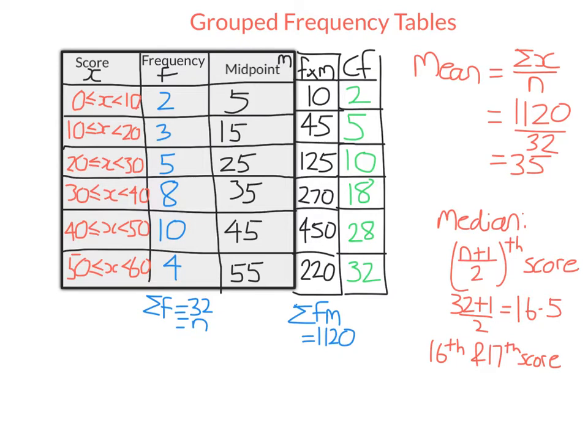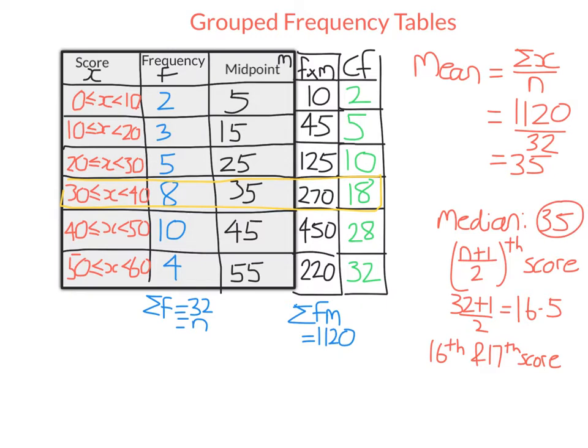So how is this going to help us determine the median? Well, here, the median is halfway between the 16th and 17th scores. We know there are 10 scores less than 30 and 18 scores less than 40. What that means is the 11th, 12th, 13th, 14th, all the way up to the 18th score is in this group here. The 16th and 17th scores are both in this group here. So this is like our middle group. Because they're both in this group, I'm going to estimate the median as the midpoint of this group. So I'm also estimating that the median is 35.